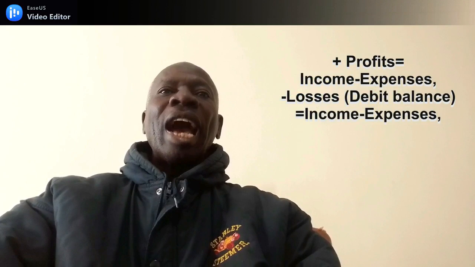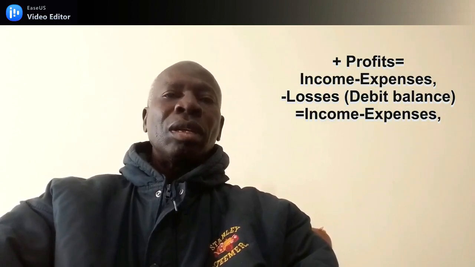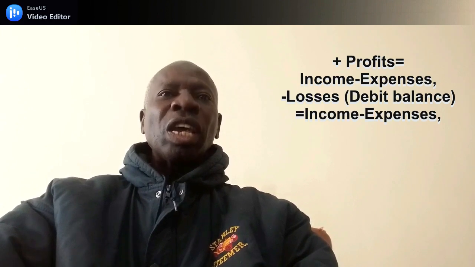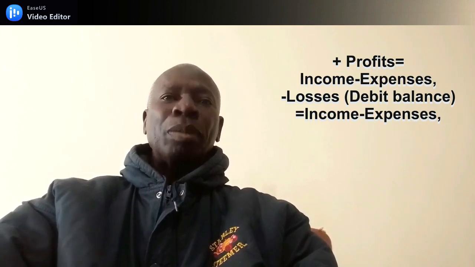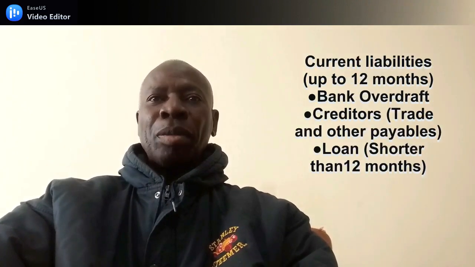In other words, under equity, we have the owner's initial capital minus drawings, plus profits, which is income, minus expenses, then losses, which are debit balances. Also, we may have income and expenses. Under the liabilities, we have current liabilities and long-term liabilities.